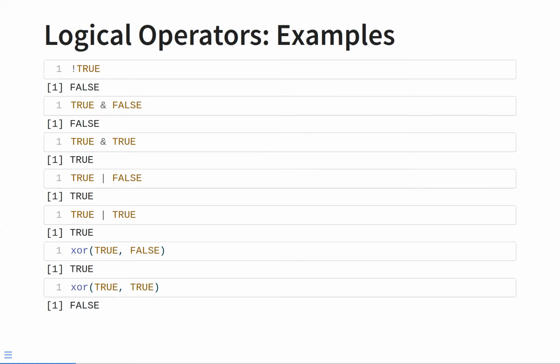Here's a few examples with these logical operators. Nothing too exciting. Not true, unsurprisingly, returns false. True and false returns false. True and true returns true. True or false returns true. True or true returns true. XOR true, false returns true. And here it is, XOR true, true returns false.